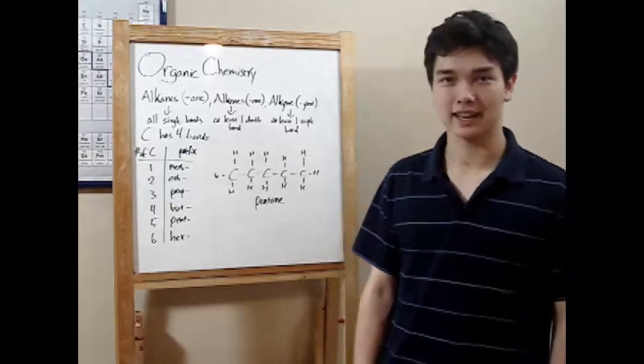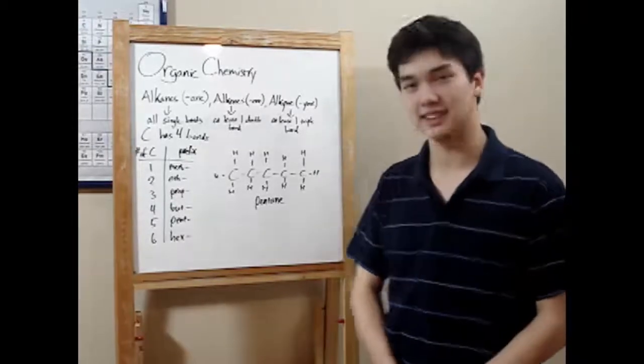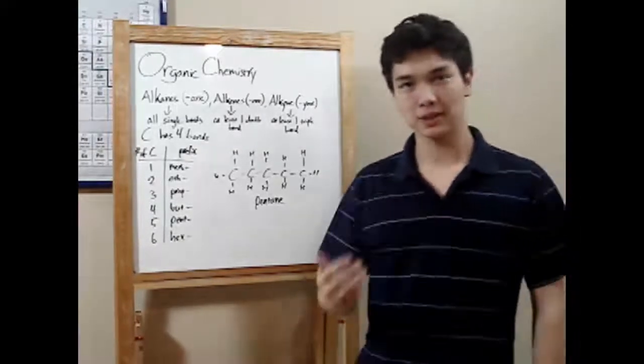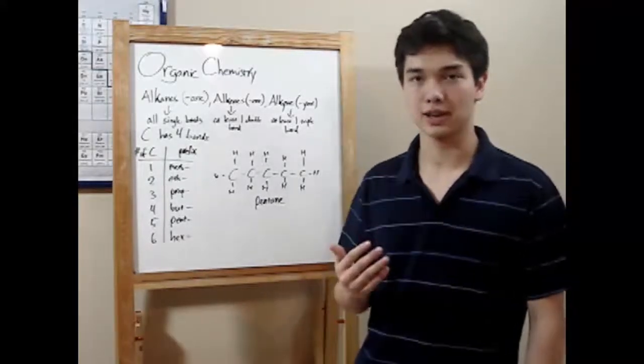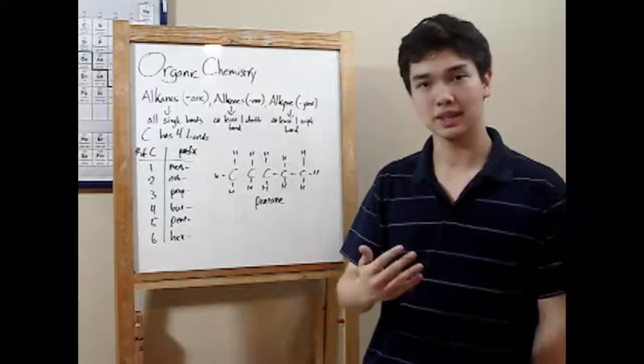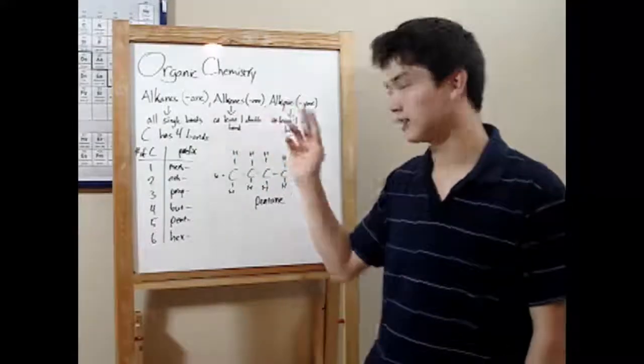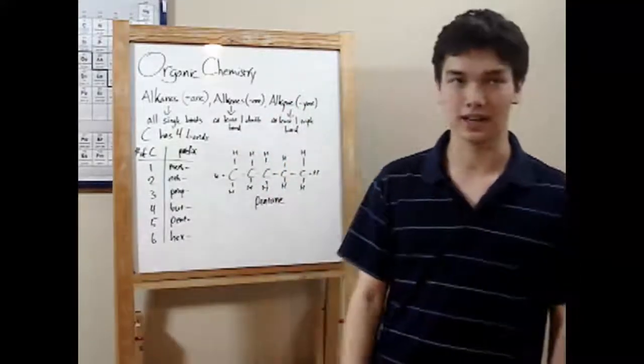Today's topic is organic chemistry, and specifically alkanes, alkenes, and alkynes. Organic chemistry is the chemistry of carbon compounds. Basically stuff with a lot of carbon in it that's usually bonded to only hydrogen. If it ever ends in ane, ene, or yne, you can be sure that it's only hydrogen and carbon.